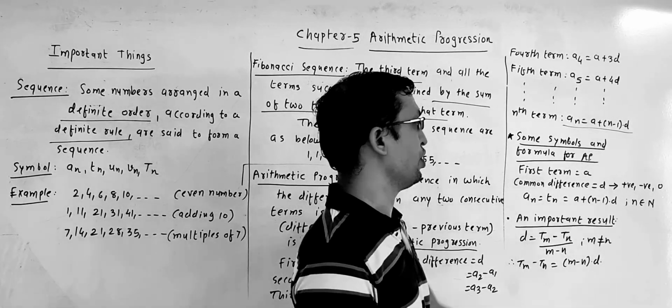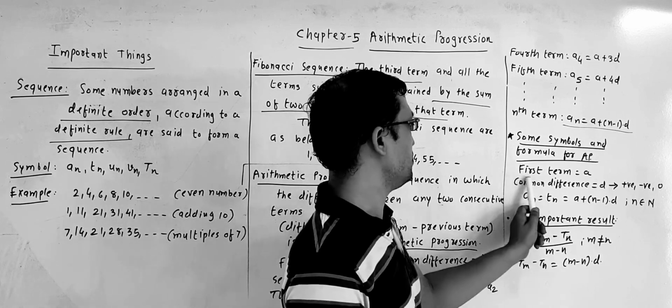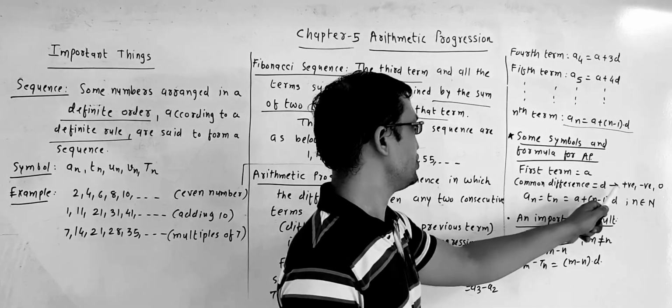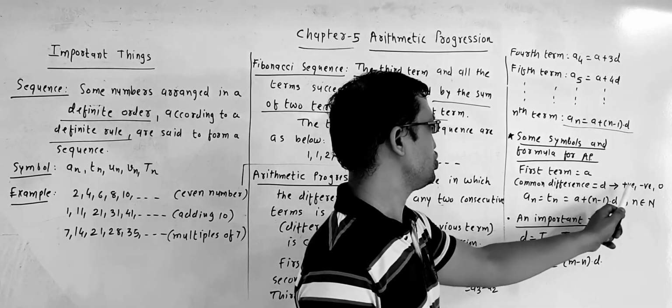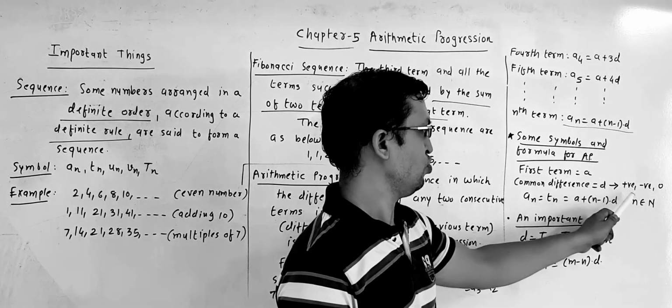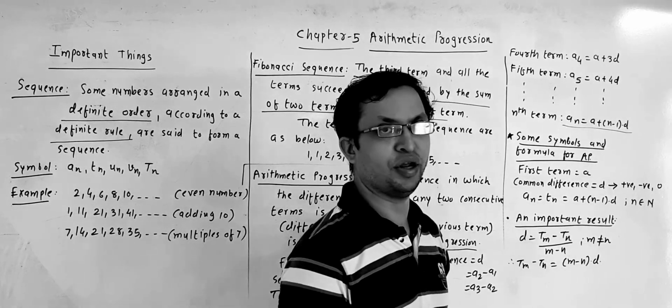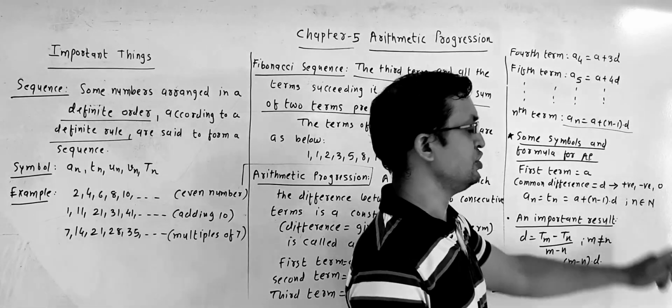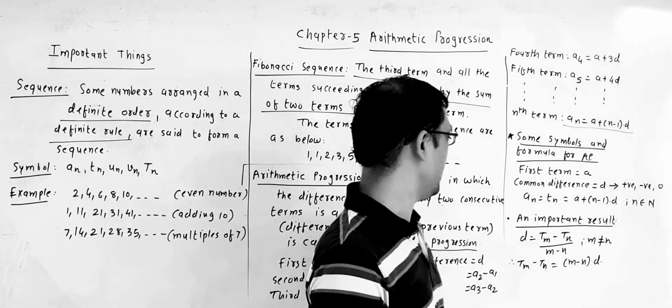Some symbols and formula for AP. First term is denoted by small a. Common difference d. Difference is positive, negative or zero for any real number.